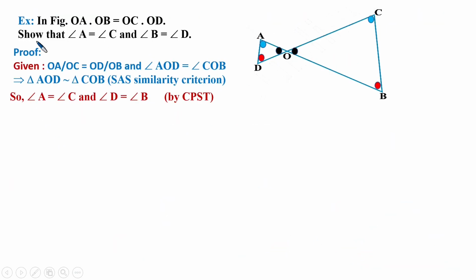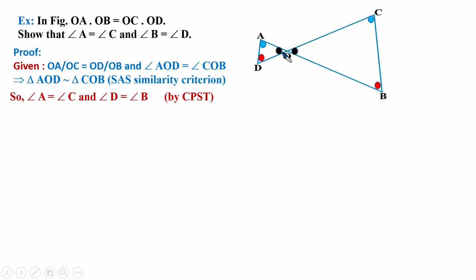Okay, another exercise. In the figure, OA times OB is equal to OC times OD. Then show that angle A is equal to angle C and angle B is equal to angle D. So how do you prove it? I can rearrange this as OA by OC is equal to OD by OB. From here, OC goes to the left hand side, and the numerator goes to the denominator. And what is given?